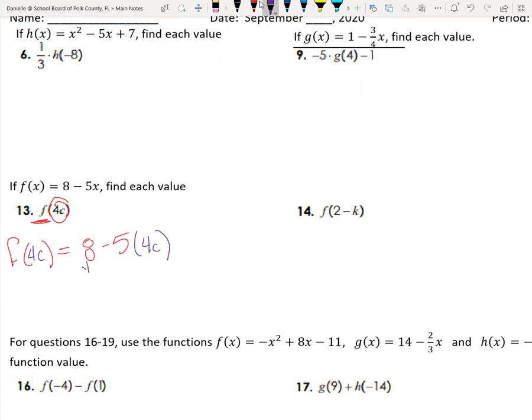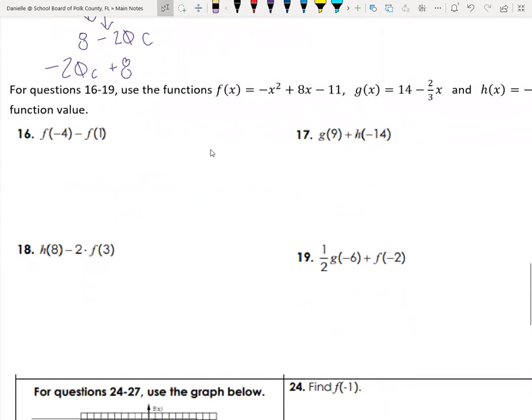There's nothing happening to the 8, so we can bring it down. What is 5 times 4? That'll give me 20, and our negative sign just came down. And C. Technically, we could rewrite this as negative 20C plus 8. However, that is the end. That's all we can do. We cannot put 8 and 20 together because 20 has a C with it. You're going to do something very similar with 14.